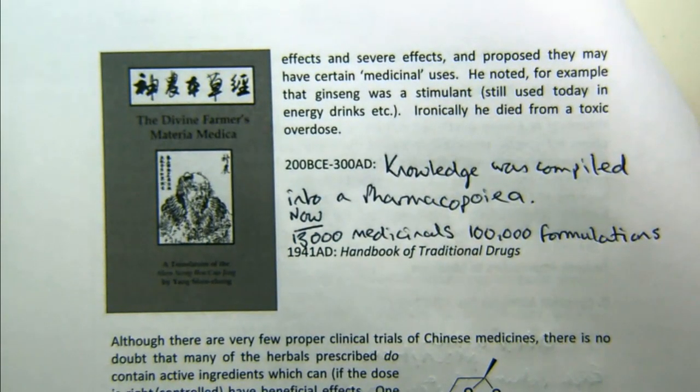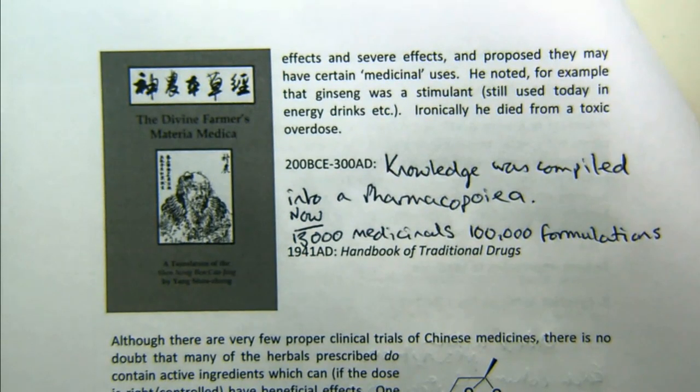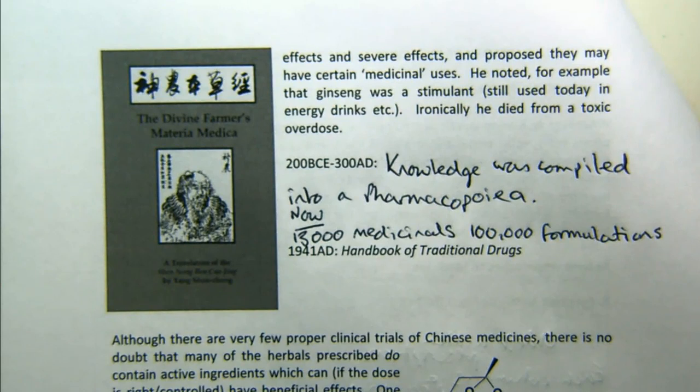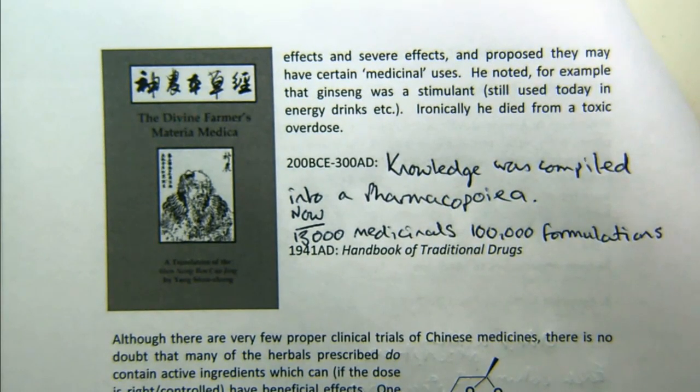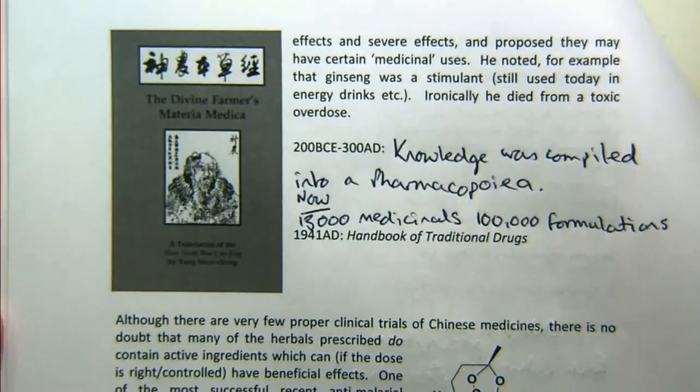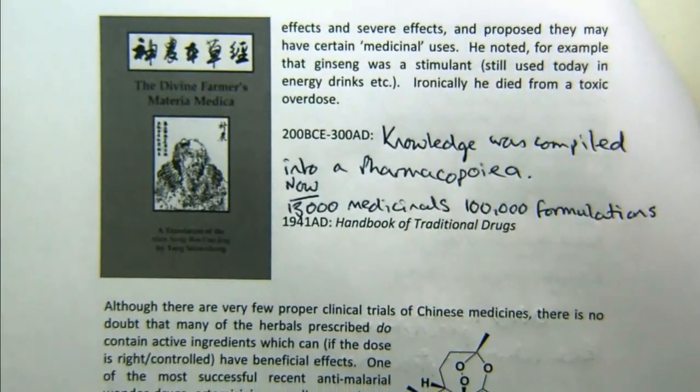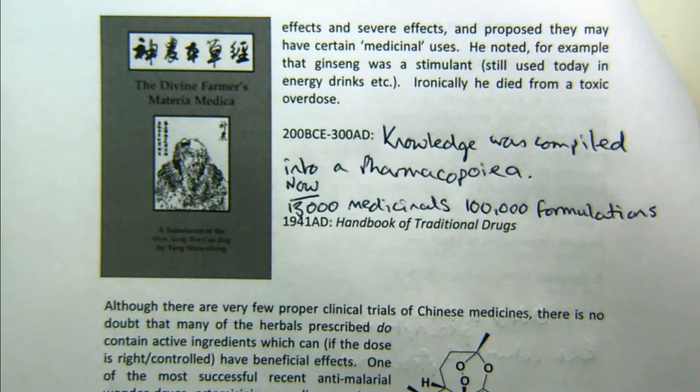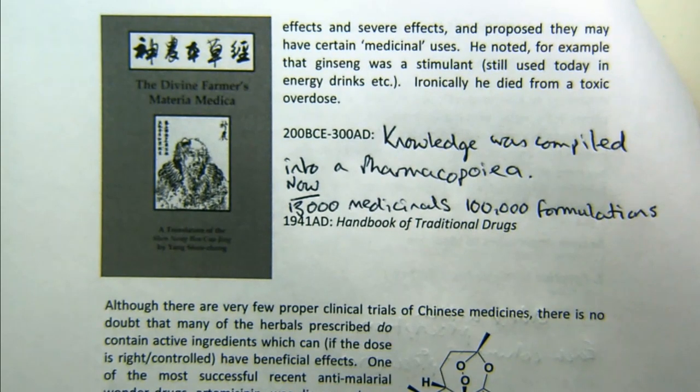And you can see this kind of pharmacopoeia, the Divine Farmer's Materia Medica, a translation of this set of Chinese medicine knowledge. And then in 1941 AD, the Handbook of Traditional Drugs was printed. Significantly, this was done as part of the revolution in China. They wanted to cement the knowledge and build the foundation of a strong state for the future, and one of the things they did was try to pull together all the knowledge from history.